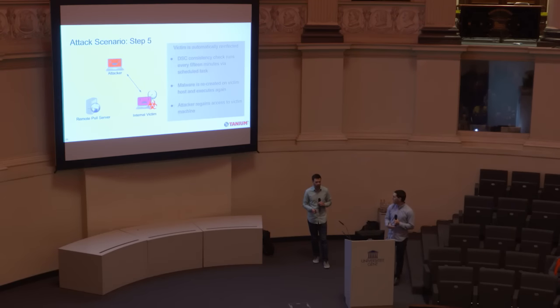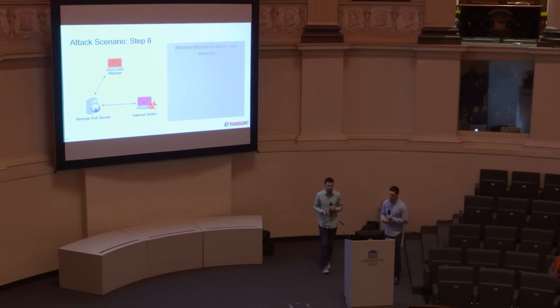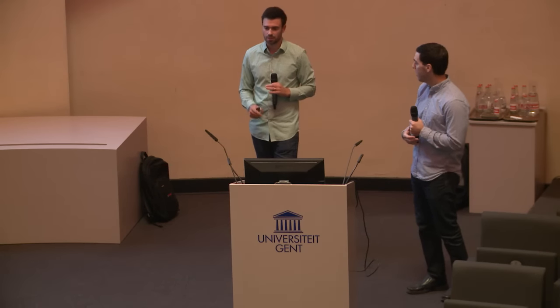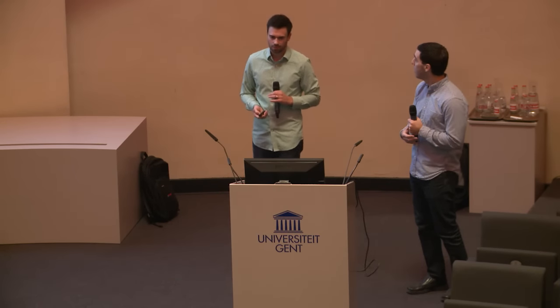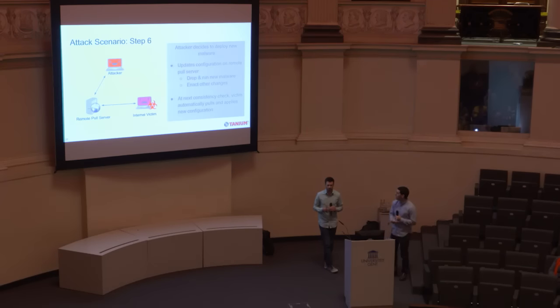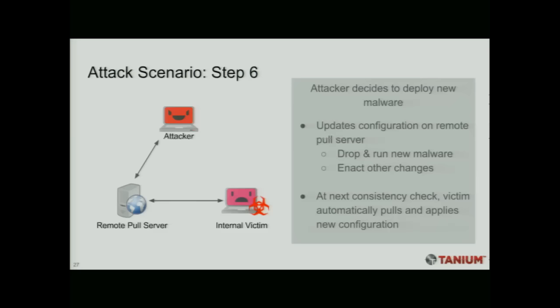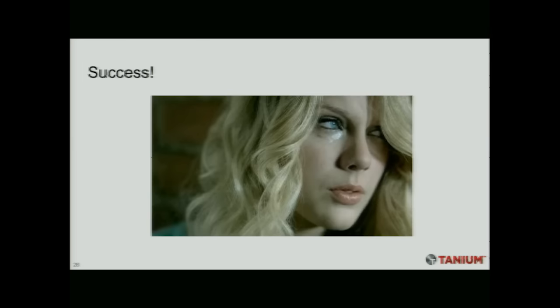So as the attacker, one of the things you're going to want to do is update the configuration on the pool server. So what you can do is actually update the malware that you want to use as your payload, but keep the same GUID and just replace that GUID. And what this allows you to do is, the next time that the victim system checks in, it's going to update the same GUID, the same configuration, just download new malware and execute it, and then that'll continue to go undetected until something gets alerted. And then you win.